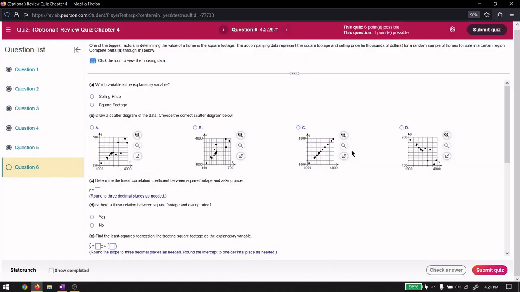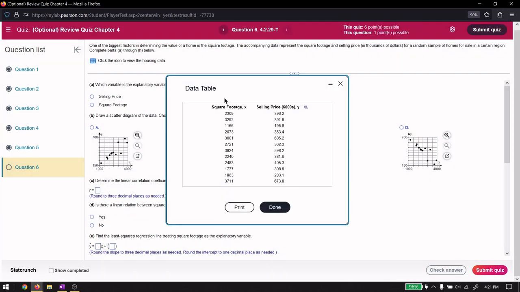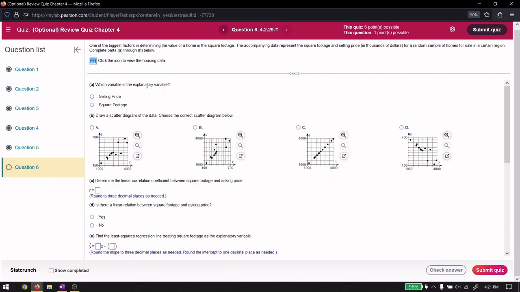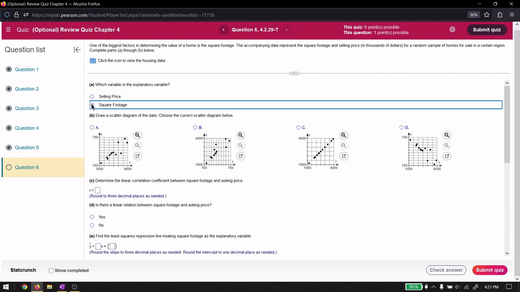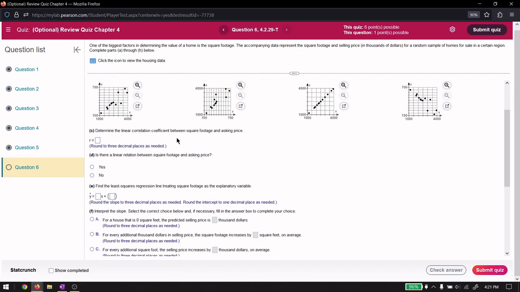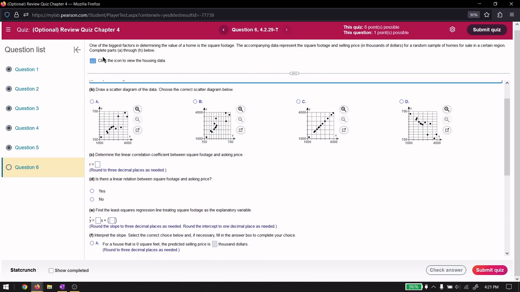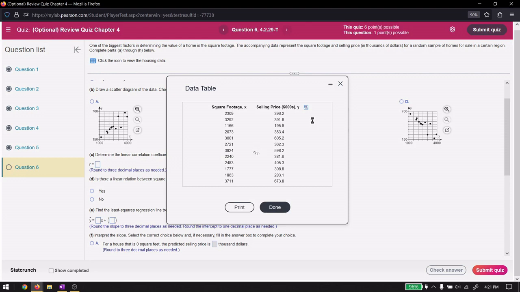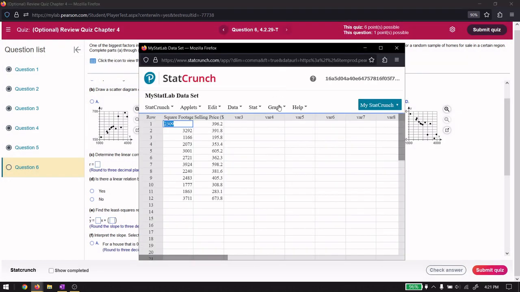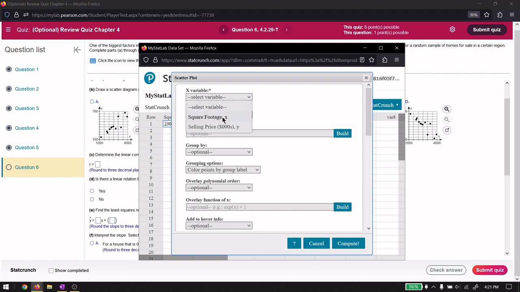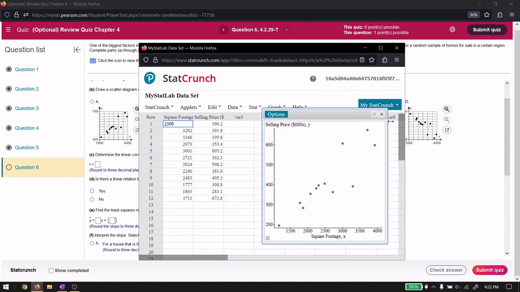And one of the biggest factors in determining the value of a home is square footage. Okay, we have square footage and selling price in thousands of dollars, and we have our housing data right here. So the explanatory variable, square footage, explains the value of a home. Draw a scatter diagram of the data. Let's plug it into StatCrunch. Graph, scatter plot, X is square footage, Y is selling price. And there's our scatter plot there.